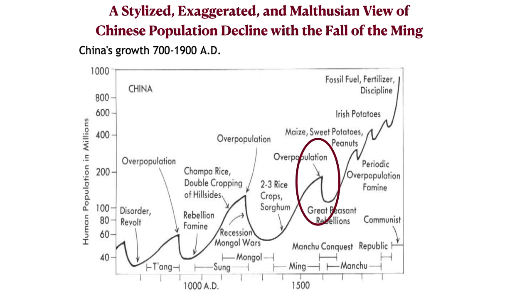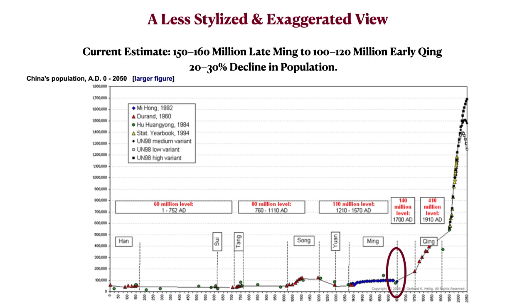Then you have overpopulation, you have a crisis, you have rebellions, you have invasions, the population drops down, then you have restabilization, and it increases. So that's very simplified, but there may be something to it. We could look at other graphs that show it quite differently.